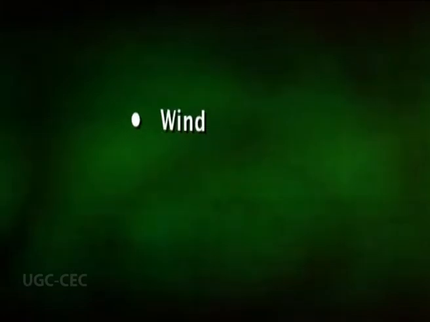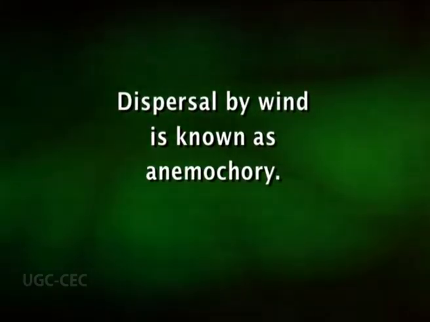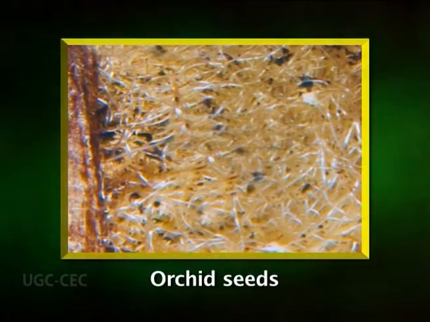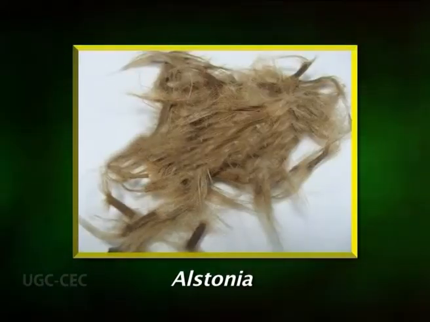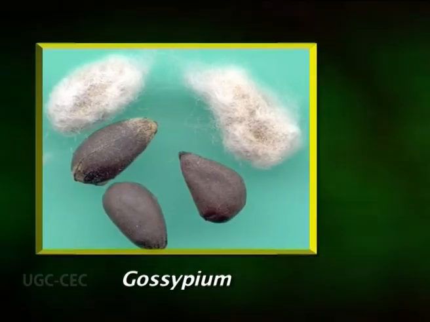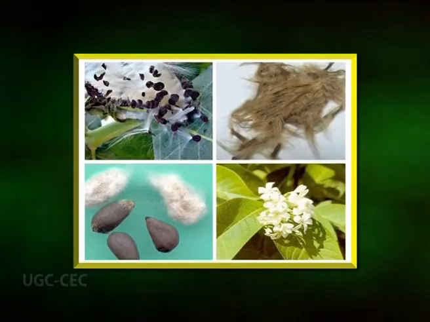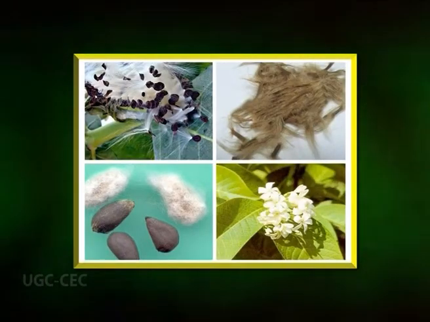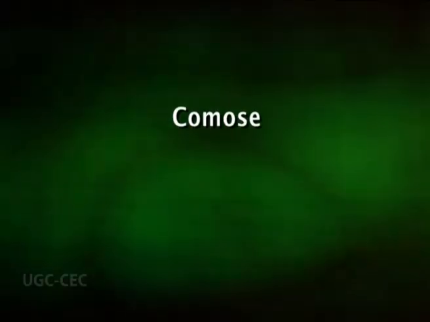Now first, the wind. Dispersal by wind is known as anemochory. Anemochorous seeds are usually light in weight, and some seeds have developed hairs or wings to facilitate their dispersal by wind. Light weight is the most common adaptation for anemochory. Examples are orchid seeds. The seeds in some plants like Calotropis, Alstonia, Gossypium, Holarrhena, etc. have hairs that help them float in the air. Such seeds are described as comose. Hairy seeds also occur in poplars.